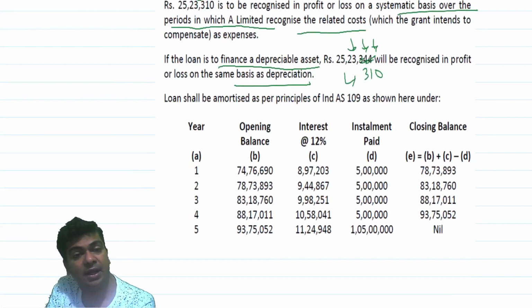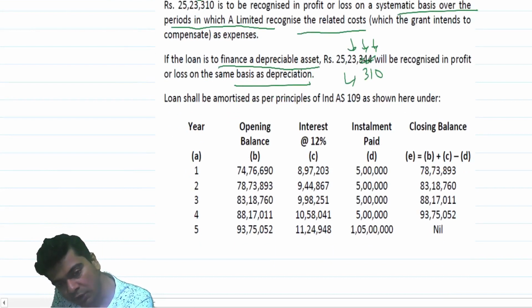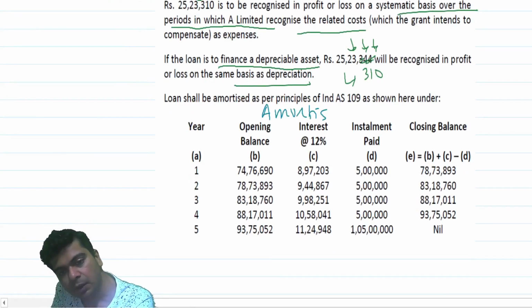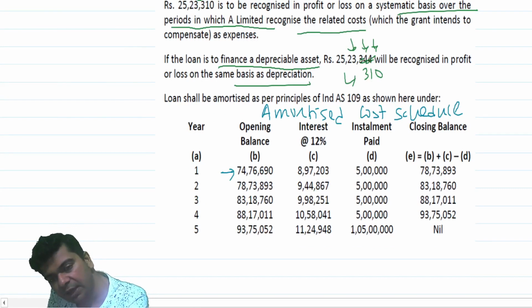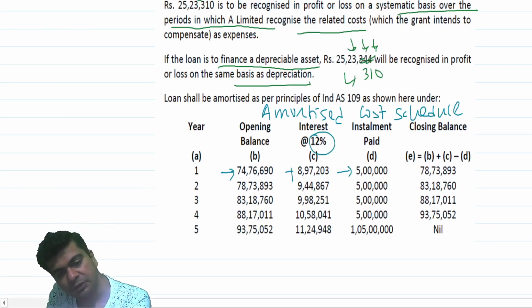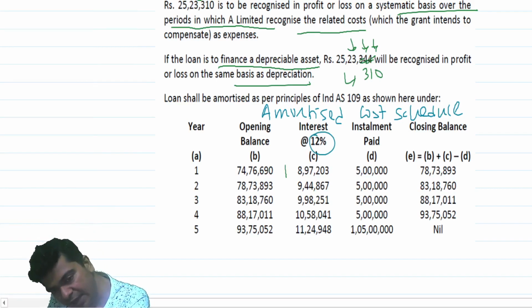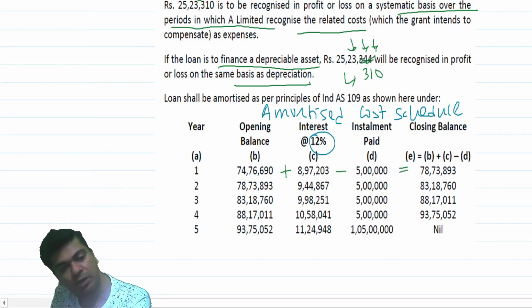Yes, as per Ind AS 109, the financial liability will be classified as amortized cost. So you can prepare an amortized cost schedule. You will start with the amount of the loan and we will calculate interest at 12%, and the installment paid will be deducted by us. So that is how we are getting these figures. To the opening balance, you will add the interest and you will deduct the installment. That's how you'll get the closing balance. And that is what you will keep on repeating for the entire period, right?